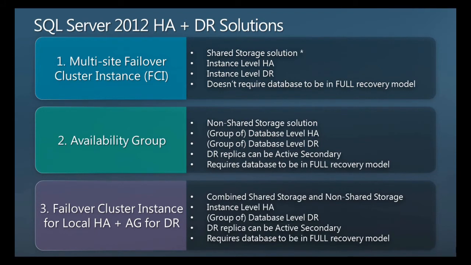The third solution is a hybrid of number 1 and number 2. You combine them together: you provide an instance level high availability for your local data center, and you provide a database level high availability and disaster recovery for your DR side. Some other benefits are the same as the number 2 solution. You can leverage your active secondaries, and it also requires the database to be in full recovery model.